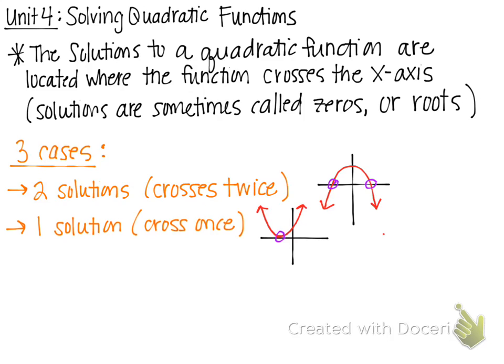And then the last case is if it has no real solutions. Now, what I mean by no real solutions is that we have solutions, but they are imaginary numbers. And we talk about imaginary numbers later on in the course. So for right now, we're just going to know that there's no real solutions. And guess how many times it crosses? None. So, it doesn't cross the x-axis.